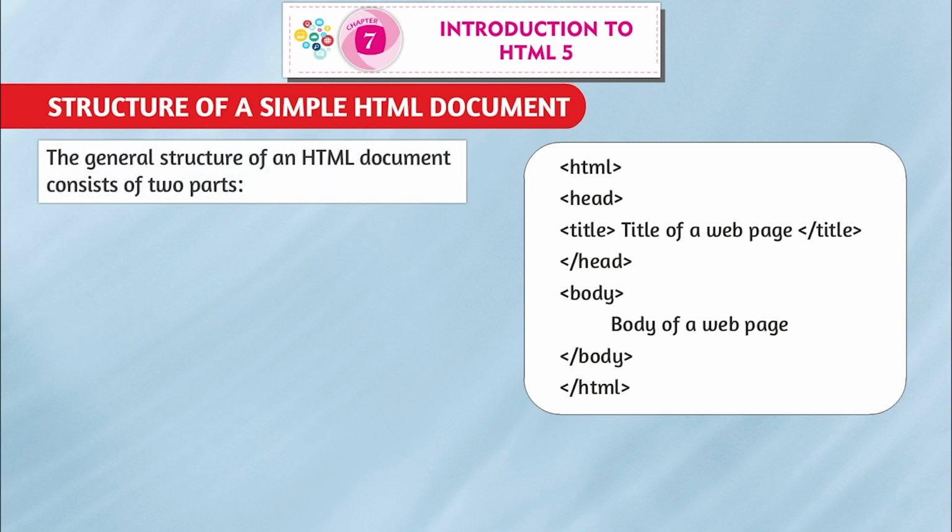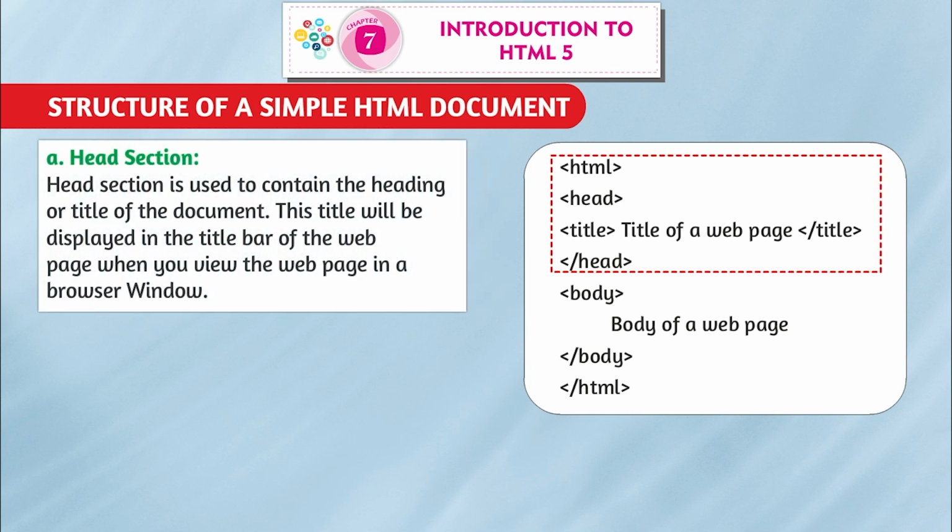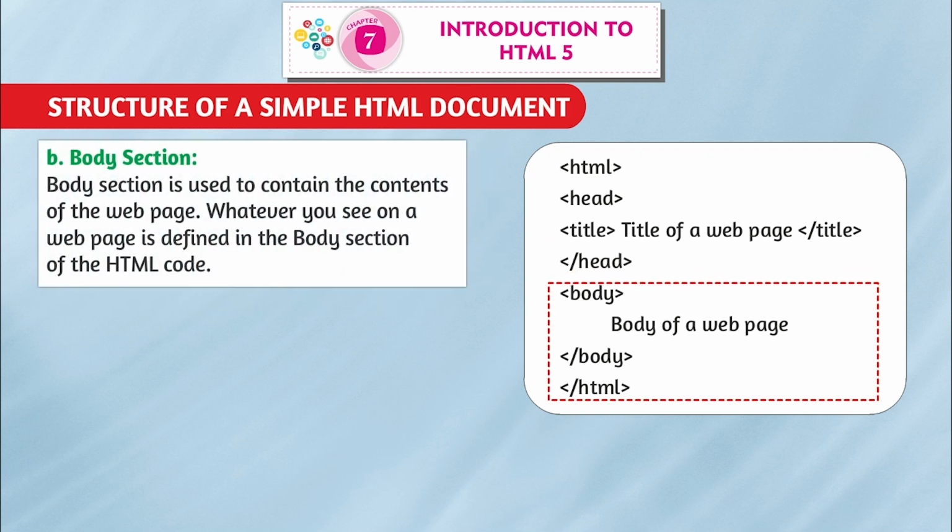The general structure of an HTML document consists of two parts. A. Head section. Head section is used to contain the heading or title of the document. This title will be displayed in the title bar of the web page when you view the web page in a browser window. B. Body section. Body section is used to contain the contents of the web page. Whatever you see on a web page is defined in the body section of the HTML code.